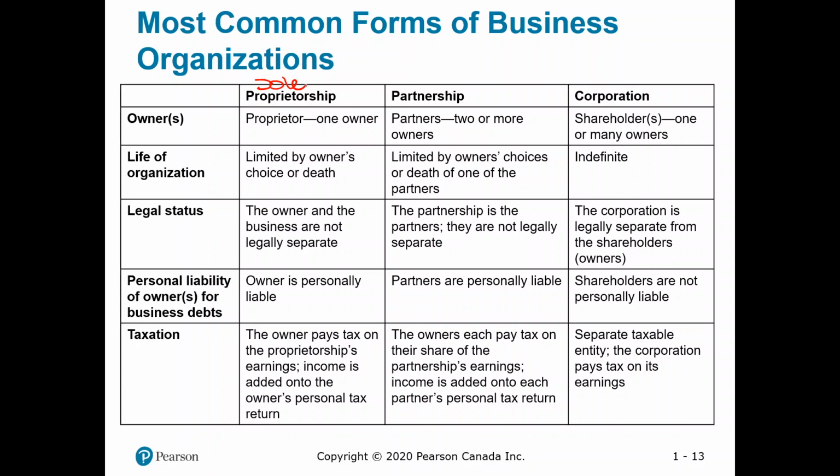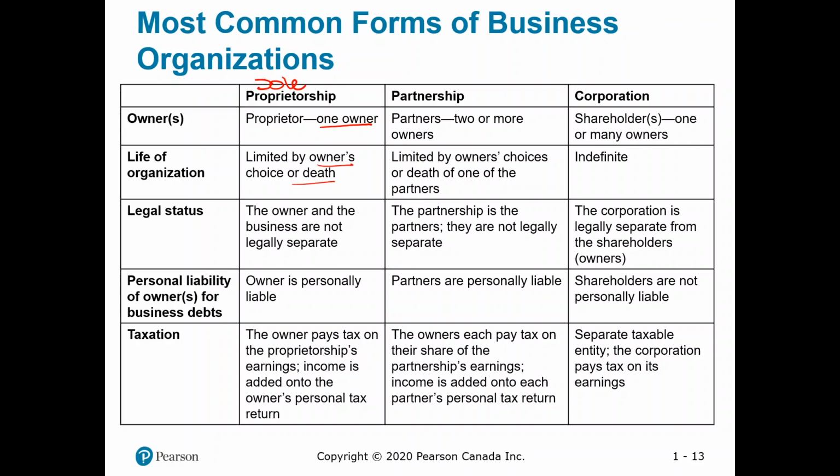And the reason that they're often called a sole proprietorship is because there is only one owner. So one individual decides to start up a business, they become a proprietor. The life of a proprietorship is limited by the owner's choice or by the death of that owner. So since there's only one person, if they decide the business is over or if they pass on, that proprietorship will end.